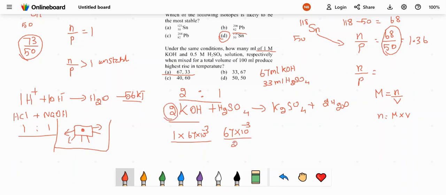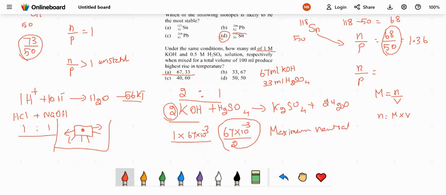Because the ratio is 2:1, it should be half, right? So if you are taking KOH 100%, you should take H2SO4 50%. So if you have taken 67 into 10 to the power minus 3 moles, you should take 67 into 10 to the power minus 3 by 2 for maximum neutralization.